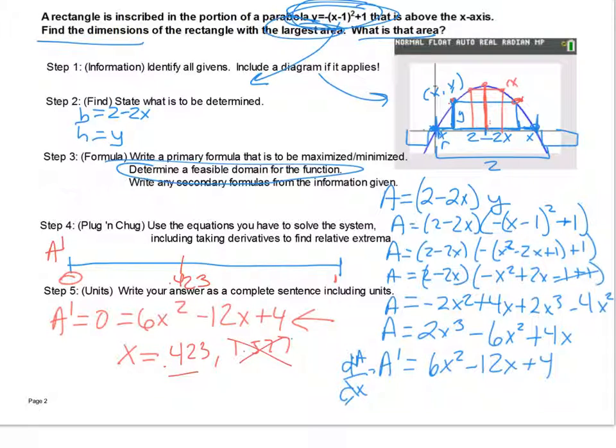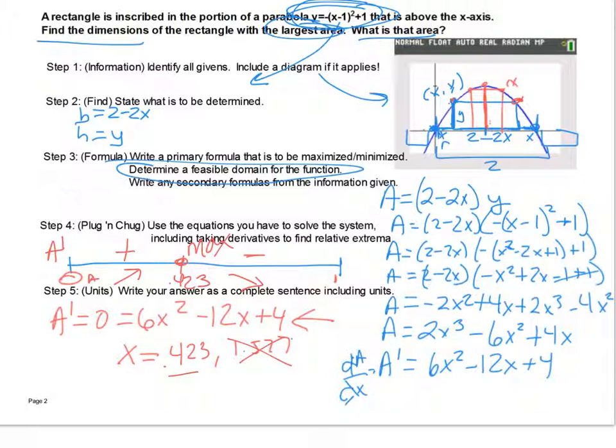So we're going to put 0.423 on our sign chart, and we're going to find values. I'm going to put 0.4 in, and I should get a positive value. Then I put 0.5 in, and I get a negative value. My function, my area, is increasing up until 0.42 and then decreasing thereafter. This must be a max. In fact, it's the absolute max on that range. So our x value must be 0.423.